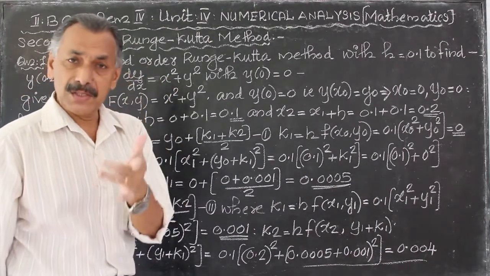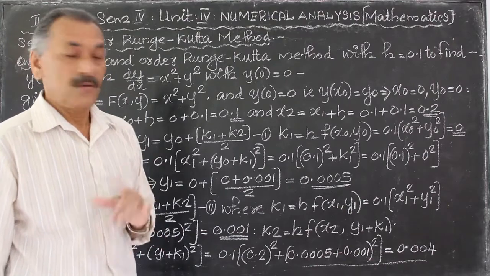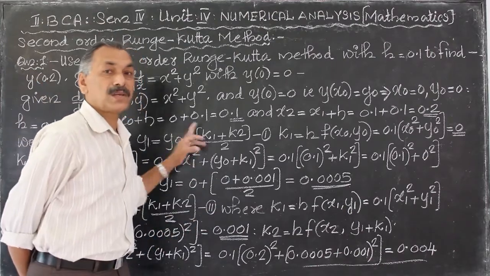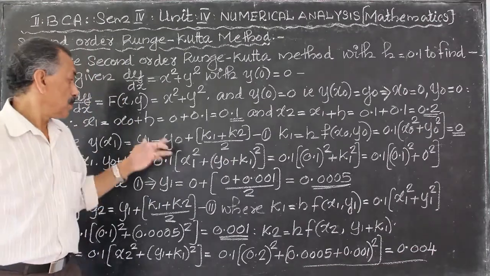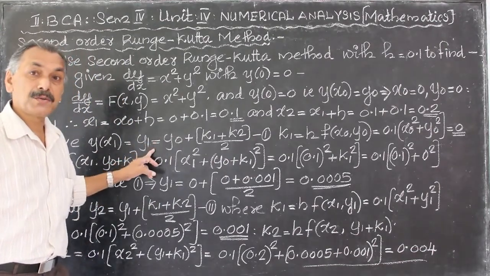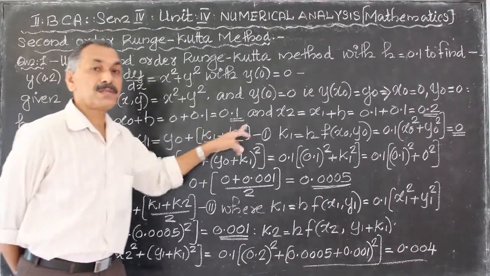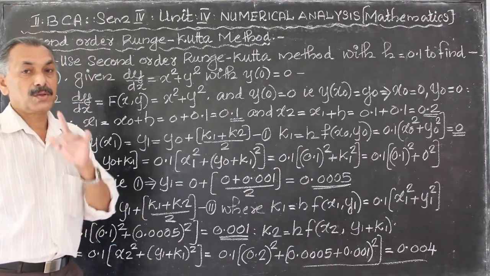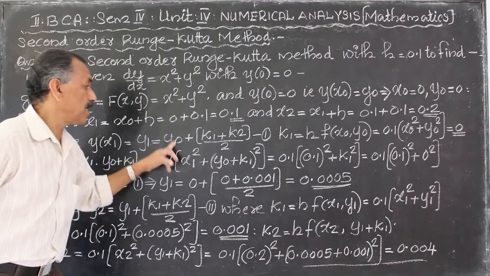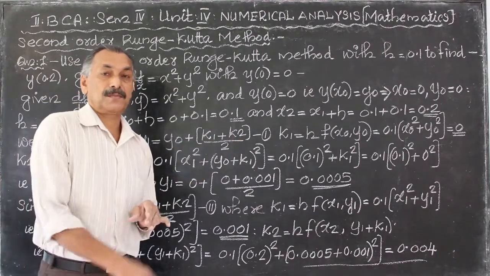The solution at the point x1, y1: y1 is equal to y0 plus (k1 plus k2) by 2. At the point x2, the solution y of x2, y2 is equal to y1 plus (k1 plus k2) by 2. Similarly, y3, the solution at the point x3, y3 is equal to y2 plus (k1 plus k2) by 2.